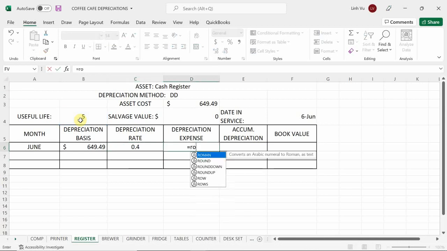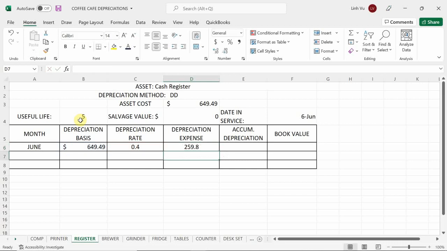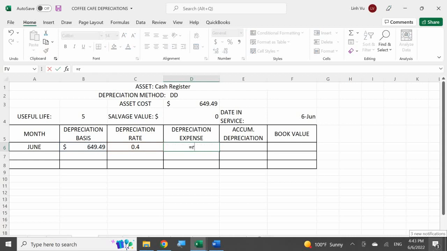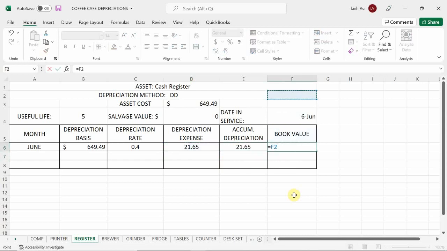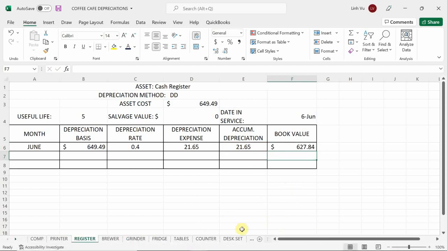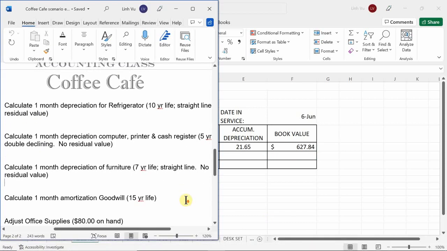So in this case, right, depreciation expense is going to be basis times rate. Okay, so, I forgot to divide by 12. So that's not correct. Basis times rate divided by 12. Okay, so $21.65 is what you're going to be depreciating for the month of June. Okay. All right, let's see what is next.